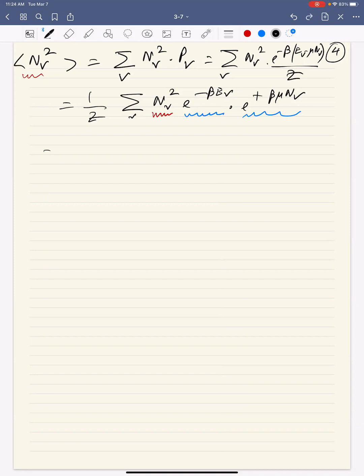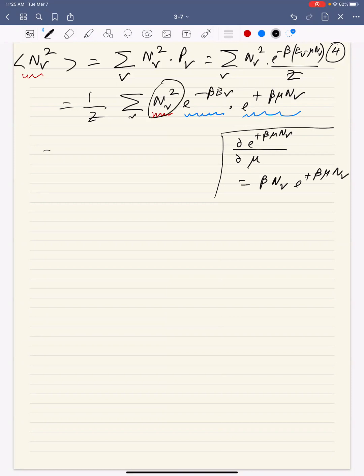So let's do a back of the envelope calculation and think about it. If you were to write down e to the power plus beta mu n nu, by derivative with respect to mu, what would we get? We would get beta n nu e to the power plus beta mu n nu, right? So you can see how that can be written. If you are willing to take one of these n nu and introduce another beta, then you get the job done, right? So let's write it down as 1 over z summation nu. Let's keep one n nu over here. Let's keep e to the power minus beta E nu over here. And let's introduce beta n nu divided by beta, right? Because there was no extra beta. I'm just doing algebra over here. And then write e to the power plus beta mu n nu.